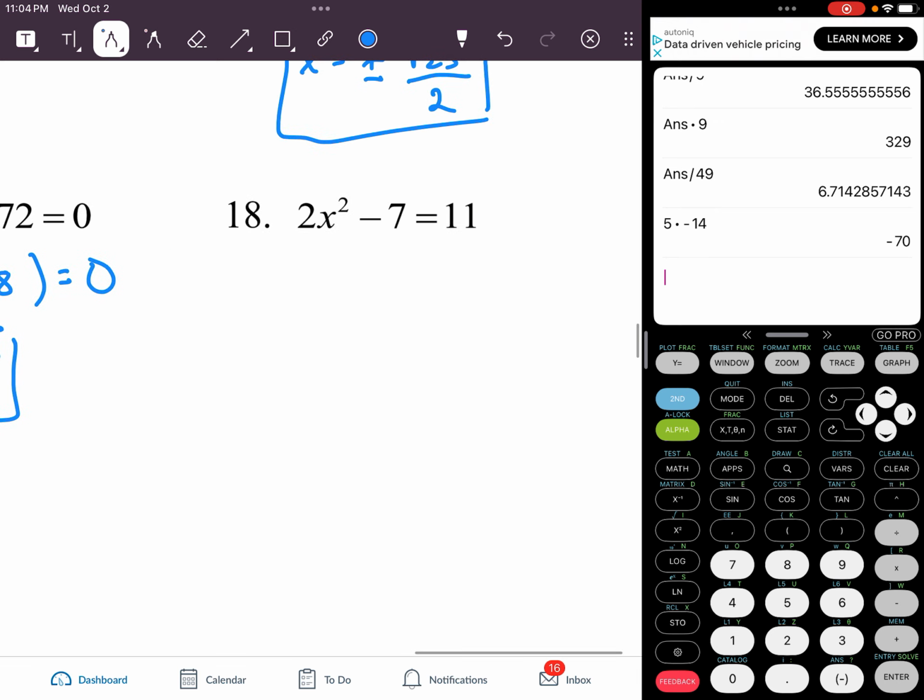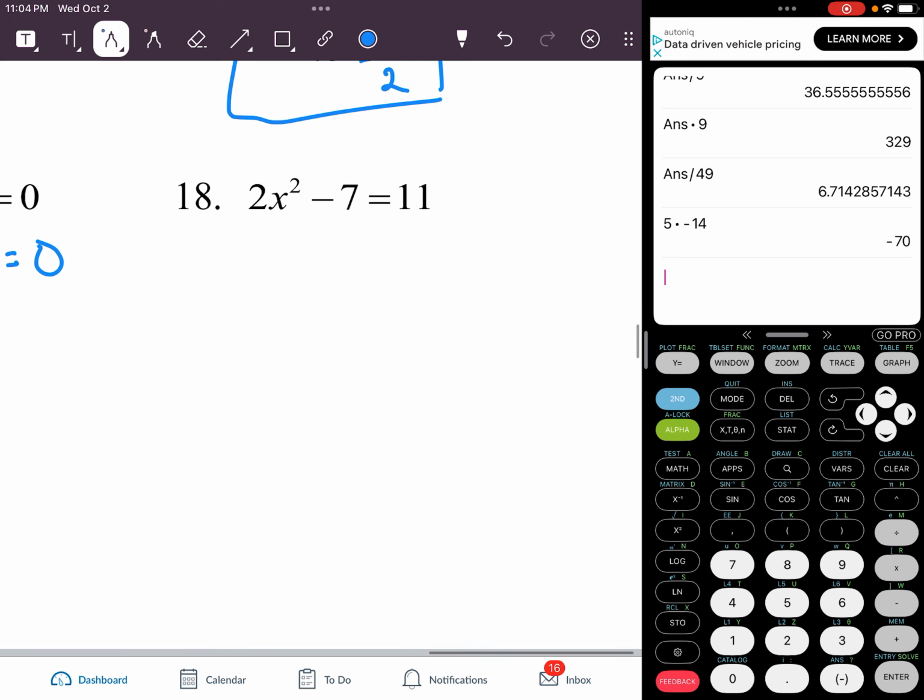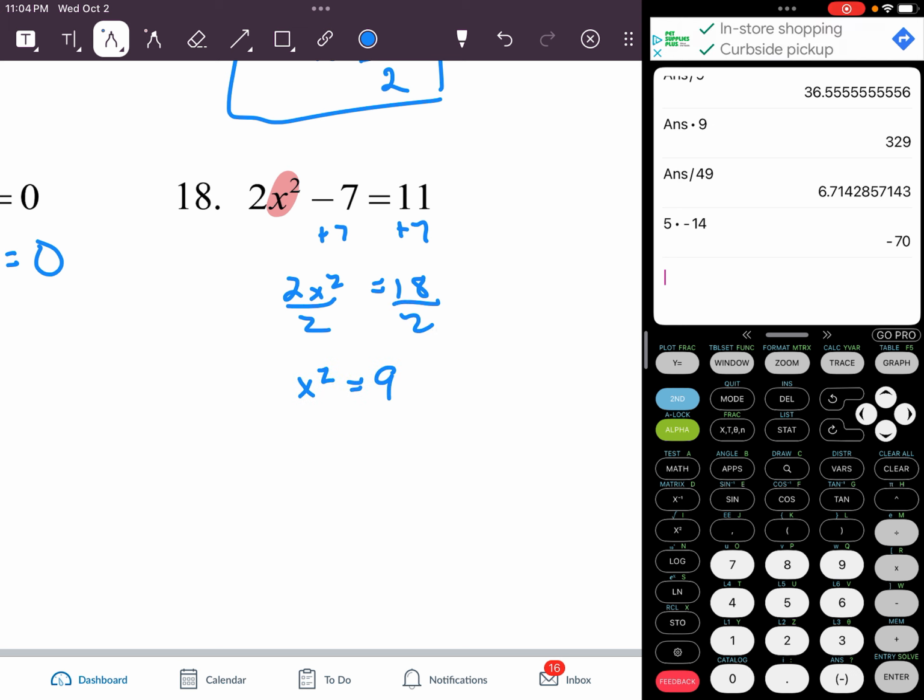All right. Last quadratic here. We need to get the x squared by itself. Everything that's not in red has to be on the right hand side. So we're going to add 7 first. So we're going to get 18. Okay. X squared is still not by itself, so we're going to divide by 2. And now we can square root it because the x squared is by itself. Square and the square root go away. X is equal to plus or minus the square root of 9, which is just 3.